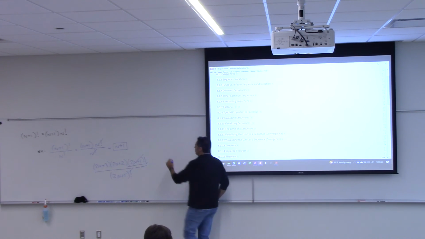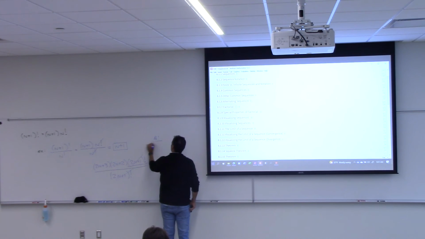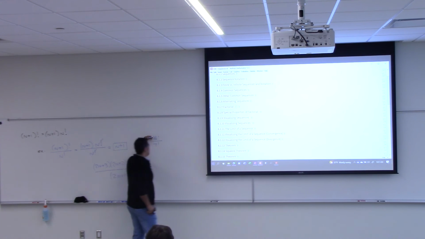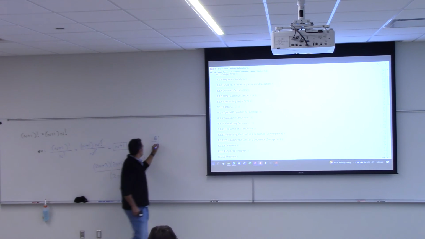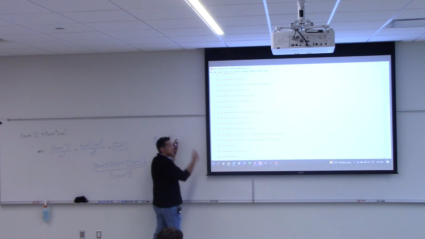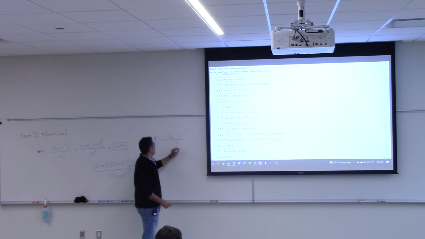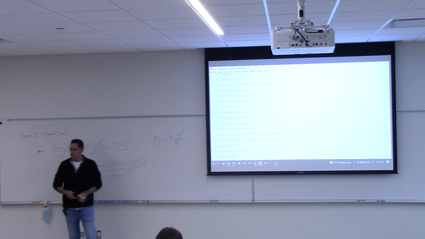Another way you could see this is if I did 8 factorial, let's say, over 7 factorial. Notice 8's one more than 7, right? This would be 8 times 7, 6, 5, 4, 3, 2. But the rest of the way is just 7 factorial. And then on the bottom you have 7 factorial, and they cancel, you just get 8.